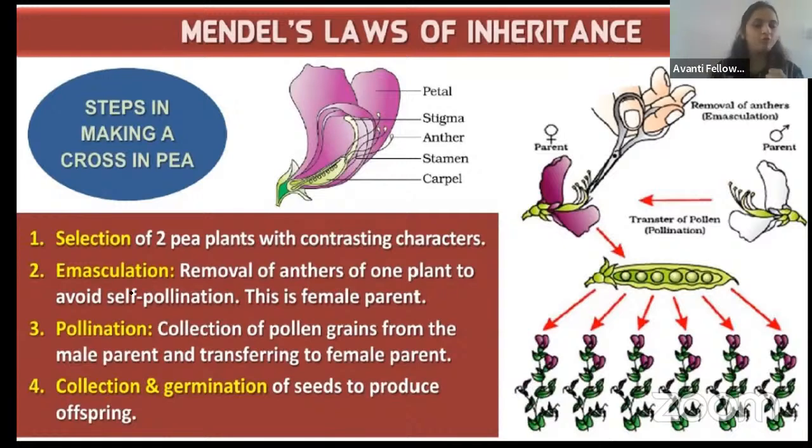And the fourth one is the collection and germination. The plants that were grown, we will collect the seeds and make them germinate. Okay, so that is what he did in this experiment. First one is the selection of the parent with the contrasting character, either flower color or flower position, pod color or pod shape, like that, and emasculation for the cross pollination, then the pollination, and the collection of the seeds for germination.